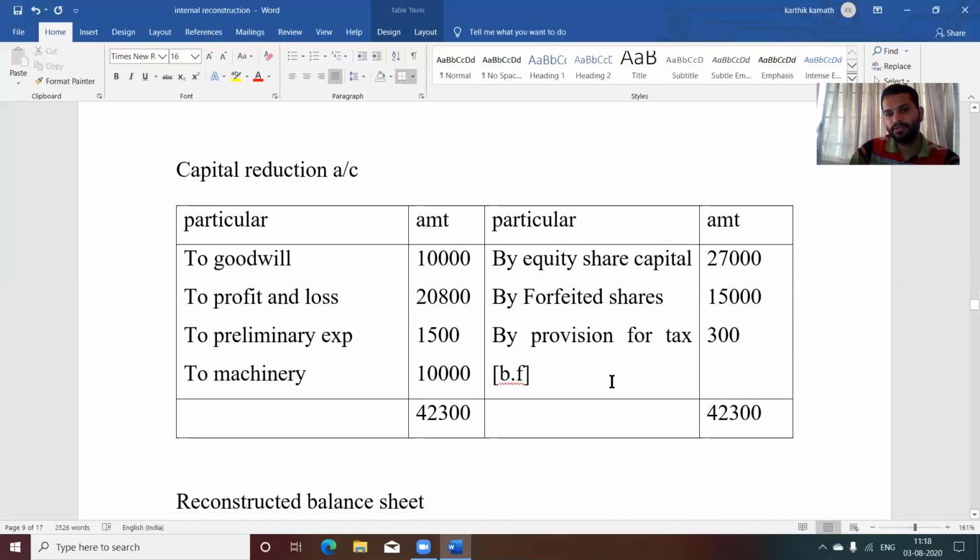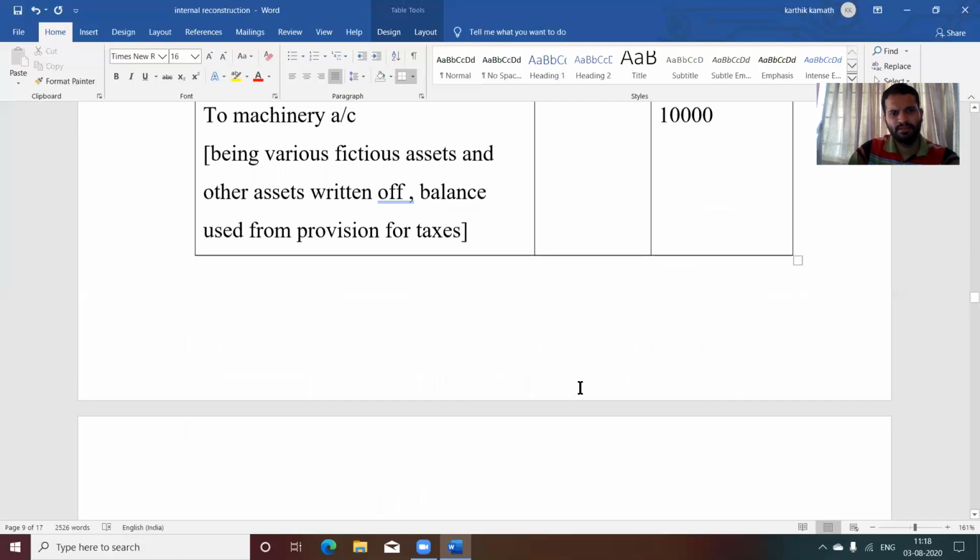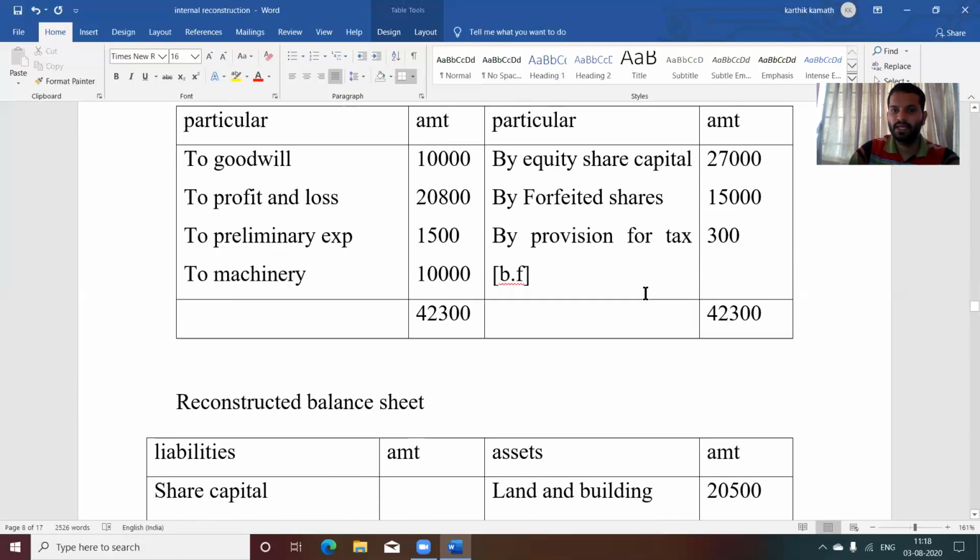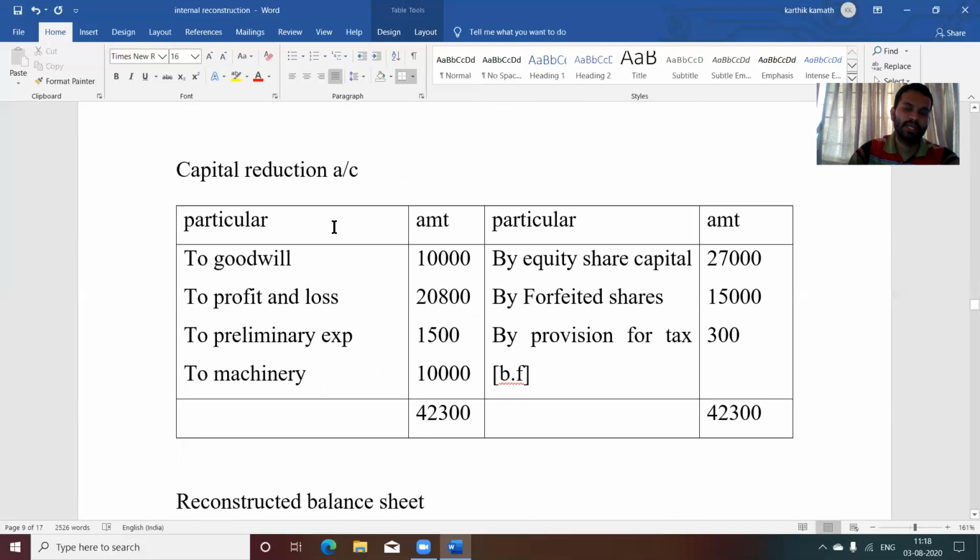Then provision for taxes, same thing, 300. Provision for taxes 300 will be the balancing figure. And on the debit side of the capital reduction account, all fictitious assets written off and any overvaluation also come under the debit side. To goodwill, to profit and loss account, to preliminary expenses account, and to machinery. So here debit side balance 42,300, credit side balance 42,000. So provision for taxes 300, you will take it as the balancing figure, because in the adjustment they have said utilize provision for taxes if needed.